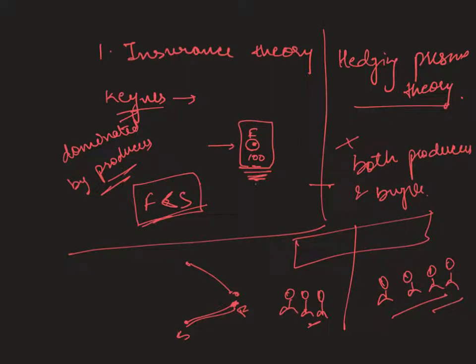Okay, now there are a few flaws of this whole theory, and that is that producers generally have slightly more exposure than buyers. Why I say that is because, let's say I'm talking about the farmer and McDonald's.